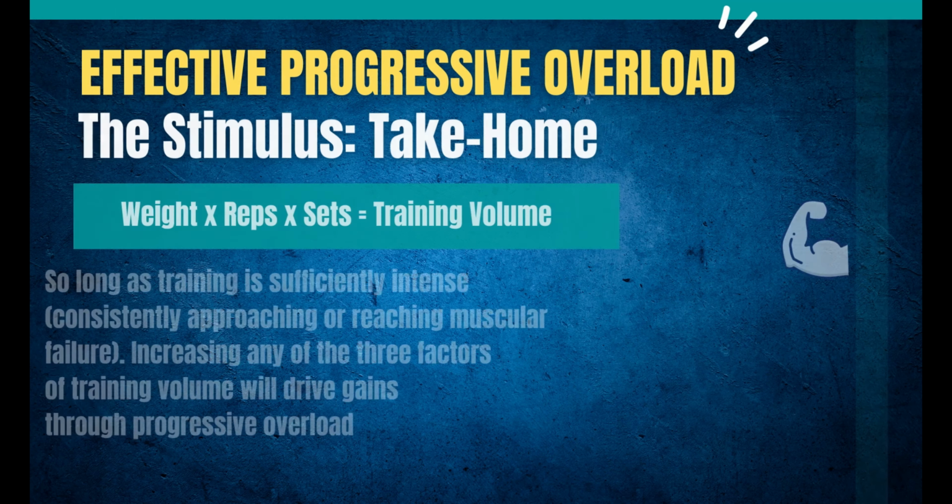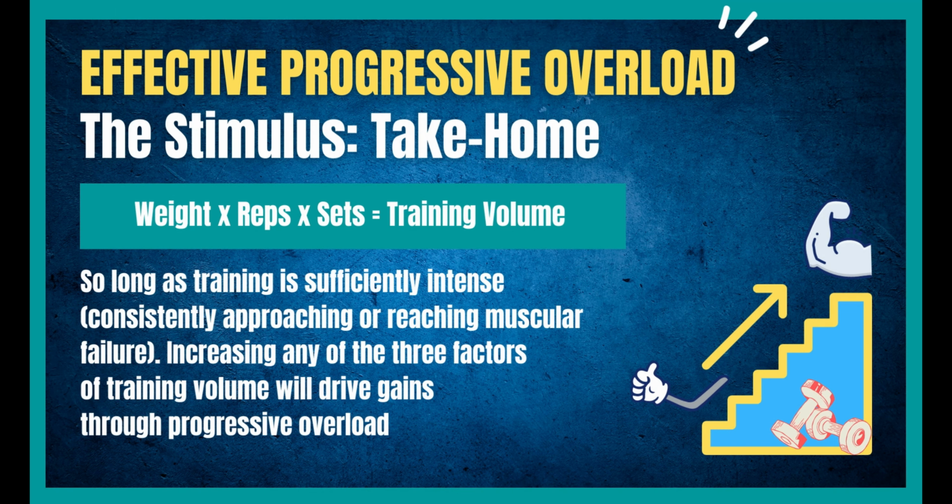The combination of weight lifted times the number of repetitions times the number of sets equals the training volume, and training volume closely correlates with muscle gains as long as the intensity of the training is sufficiently high that you approach near muscle failure with each set, thus challenging the muscle to provoke adaptation.